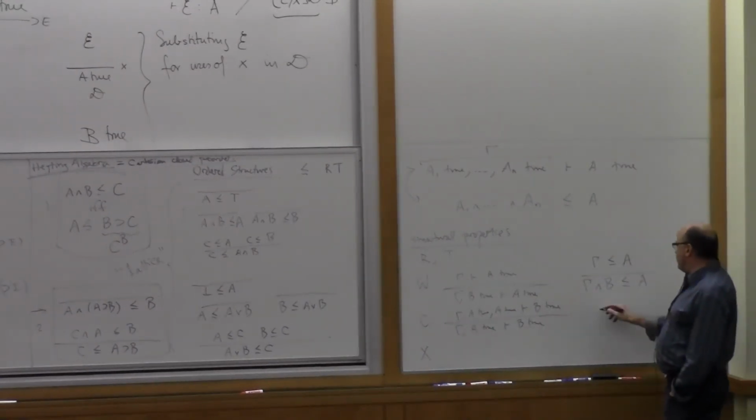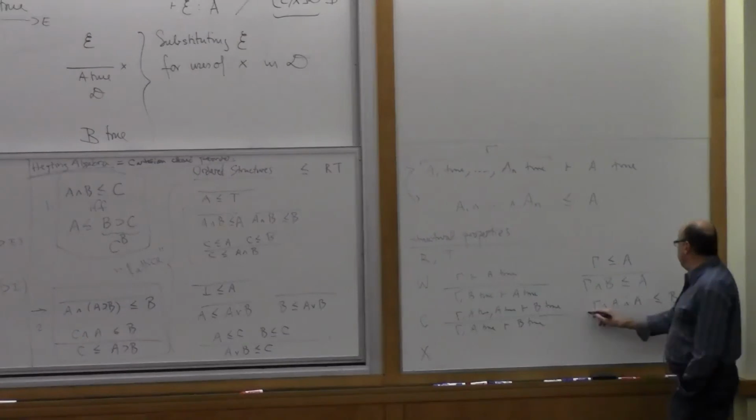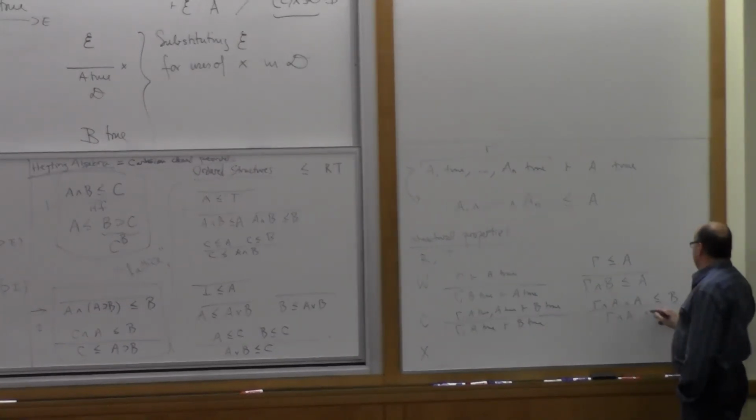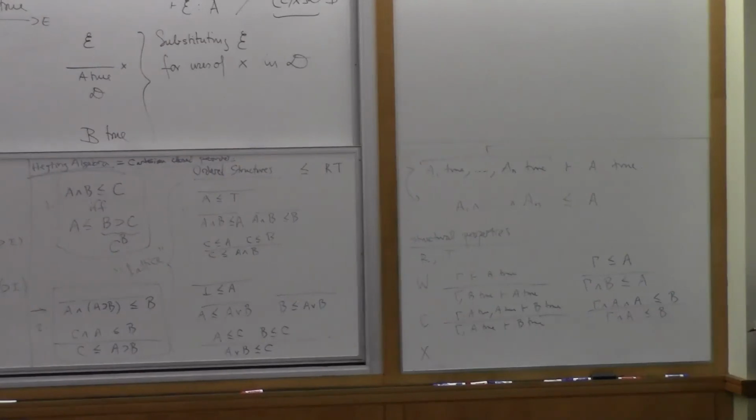So from an order theoretic point of view, this is simply saying if you have gamma and A, and if that's less than or equal to B, then surely gamma and A is less than or equal to B. Well, why? For the same reason I gave before. This thing is less than that thing, which is less than or equal to B, which is therefore less than or equal to B by transitivity.